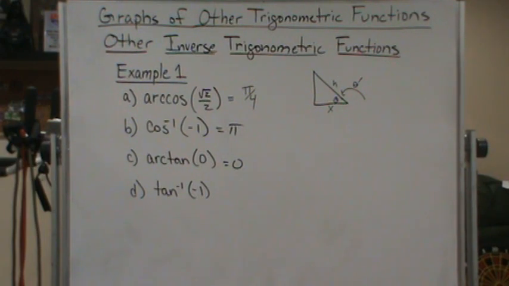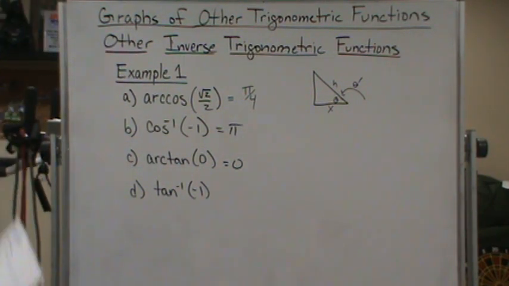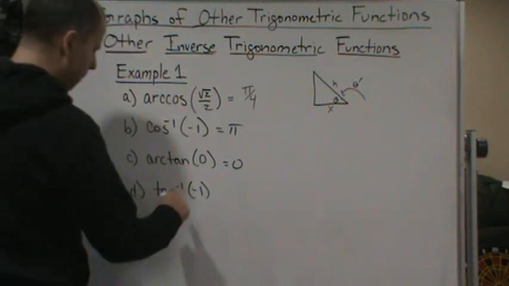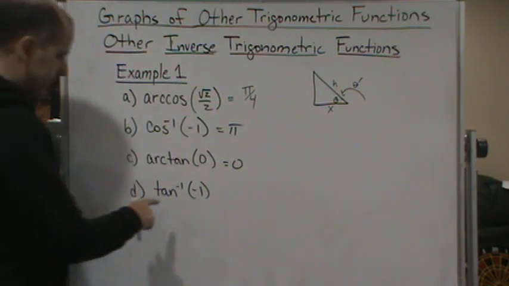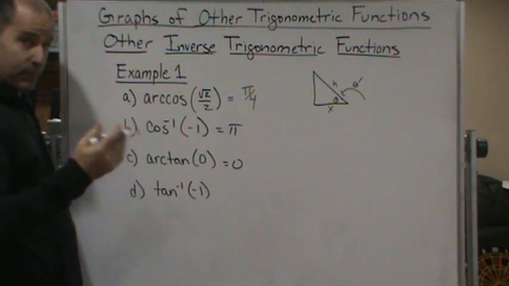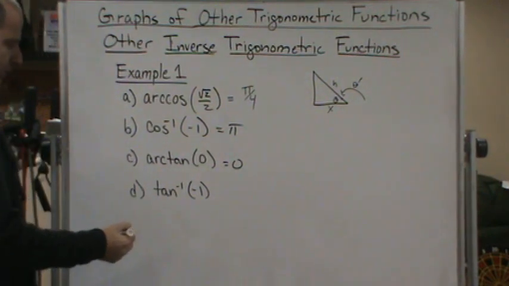Now the last one, tangent inverse of -1. Let me make sure I wrote this down right. Yeah, inverse tangent of -1. Now also remember tangent is opposite over adjacent. And so again, this is -1. So the tangent of what angle equals -1?